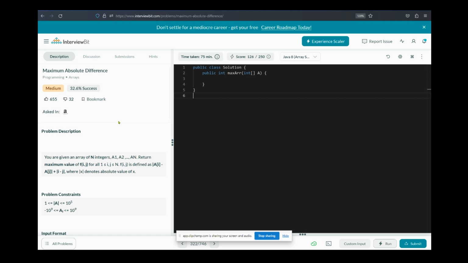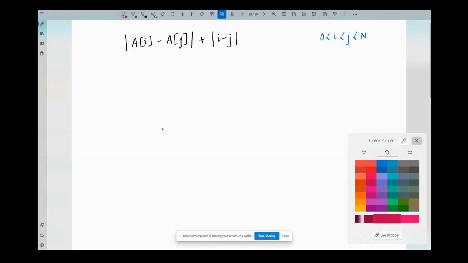So today we'll be solving this problem, which is maximum absolute difference. I did not find a lot of YouTube videos for this particular problem, so yeah, just wanted to create one. The problem is pretty straightforward with respect to its description.